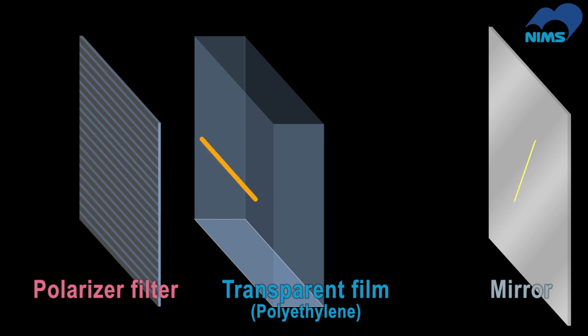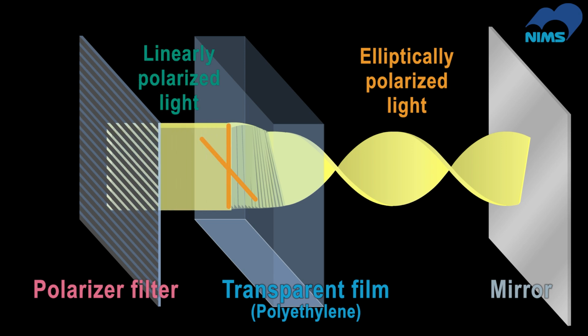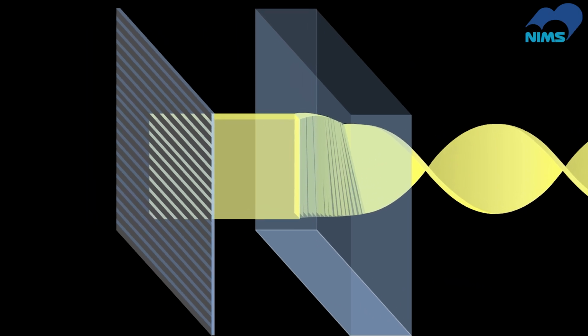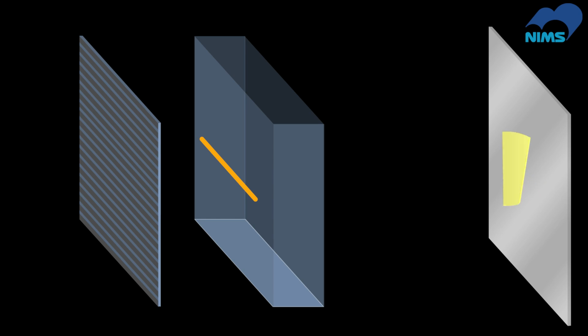This light is then reflected by the metal surface, reversing its oscillation direction. It is then twisted again by the transparent film, converting it into linearly polarized light. Consequently, the light arrives at the polarizer filter perpendicular to the polarizer's orientation. That's why the reflected light is blocked there. Is this difficult to understand? Watch it again carefully and try to get a sense of what's going on.